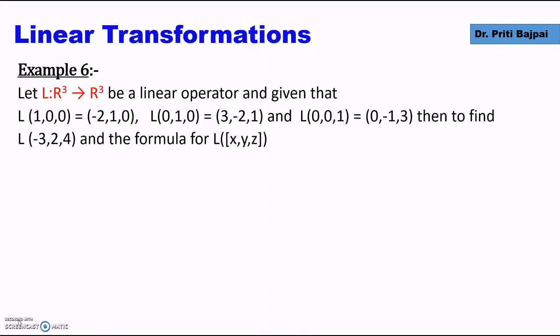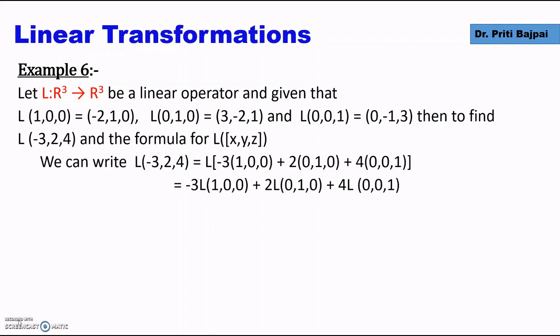Let's take one more example. Here in this, we are given L is a mapping from R3 to R3, and we are given that L, when applied on a vector 1, 0, 0, gives us minus 2, 1, 0. When this L is applied on another vector from R3, 0, 1, 0, it gives us 3, minus 2, 1. And L of 0, 0, 1 gives us 0, minus 1, 3. So here we see that we are not given any rule. We are given three particular values. We have to find, first of all, what is L of minus 3, 2, 4, and we are also required to find the formula for L of x, y, z, or we can say the rule how L transforms our vector x, y, z into a vector of R3.